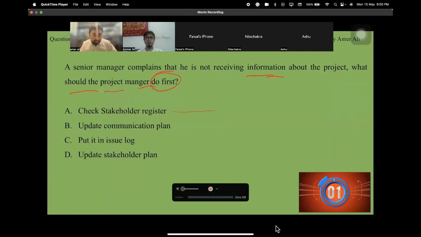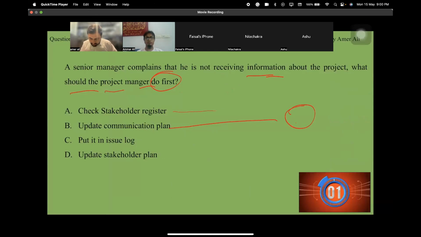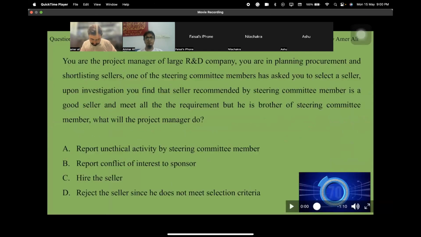Stakeholder register can be. Let's check the communication plan, that why is not receiving the information. If not, then we will put it in the issue log that the problem has occurred and so on and so on. Okay. Acha ji.